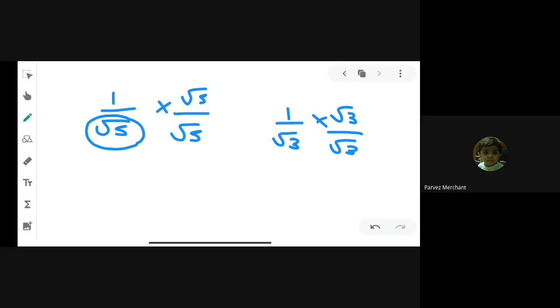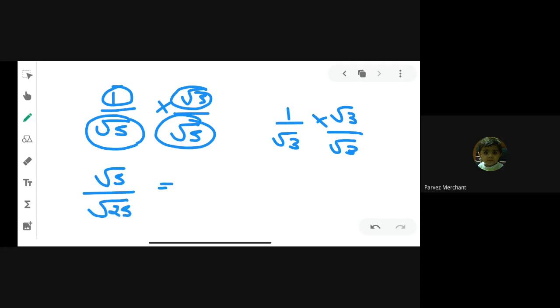Okay, sir, what is the benefit of this process? You can see here 1 into root 5, the answer is root 5 in the numerator. Now in the denominator, root 5 into root 5 means it is root 25, and root 25 means it is 5. And 5 is not an irrational number, 5 is a rational number, right? So this process is known as rationalization of an irrational number. Clear all of you?